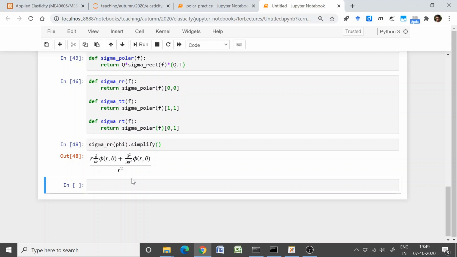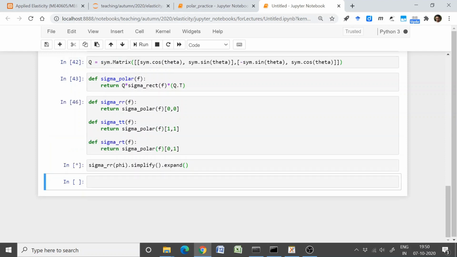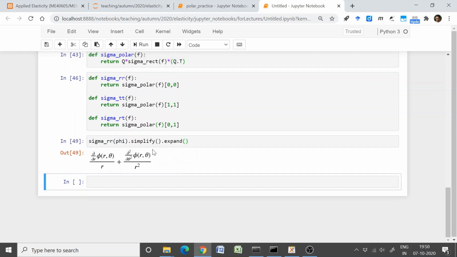But please note that suppose you were writing this on a piece of paper, you would not have stopped at this. Rather, you would have written this as 1 by r del del r of phi plus 1 by r square del square phi del theta square. So if we expand this out, if we give the further command to expand it, it will present in a much more familiar form. Not perfectly the way that you would write on a piece of paper, but much closer to it.